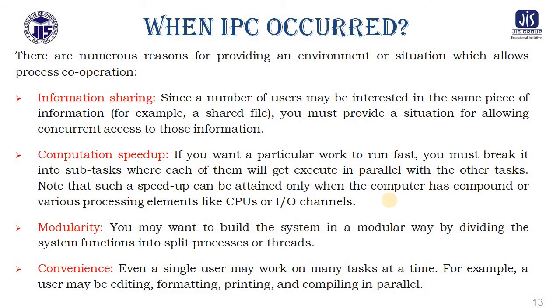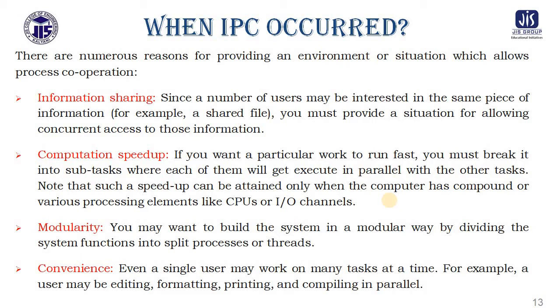When inter-process communication occurs, there are four situations where it can occur. The first one is information sharing, the second one is computation speed up, the third one is modularity, and the fourth one is convenience.